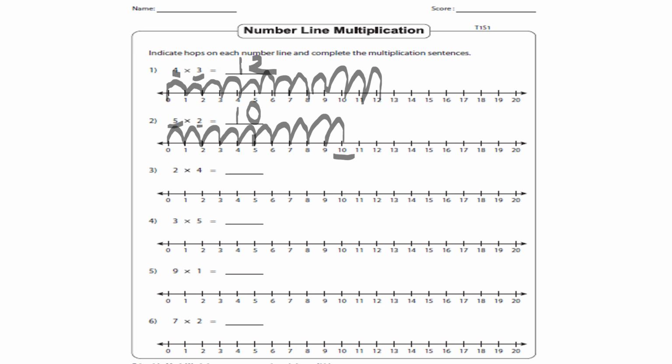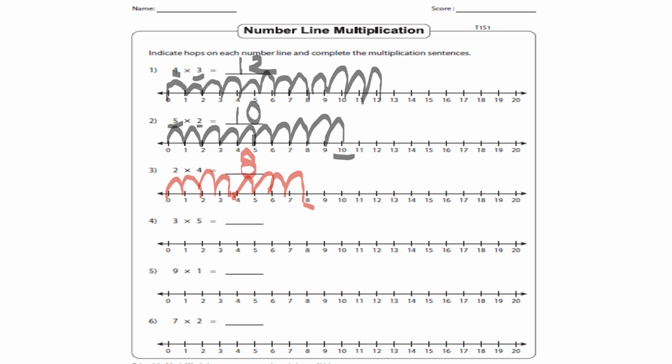2 steps, how many times? 4 times, right? So, 1, 2, 1 time. 1, 2, 2 times. 1, 2, 3 times. 1, 2, 4 times. Where do we reach? 8. So, 2 fours are 8.